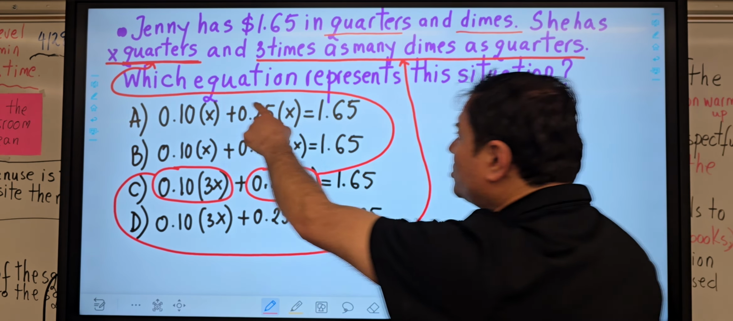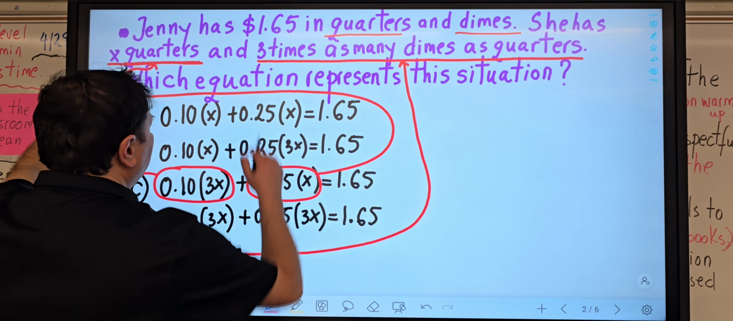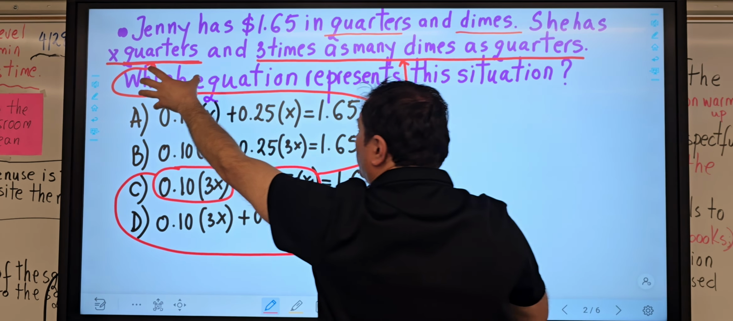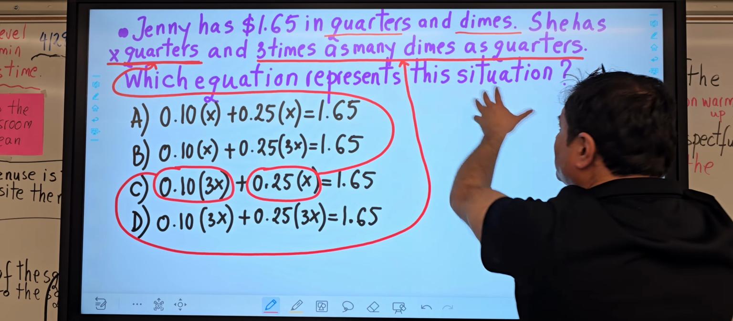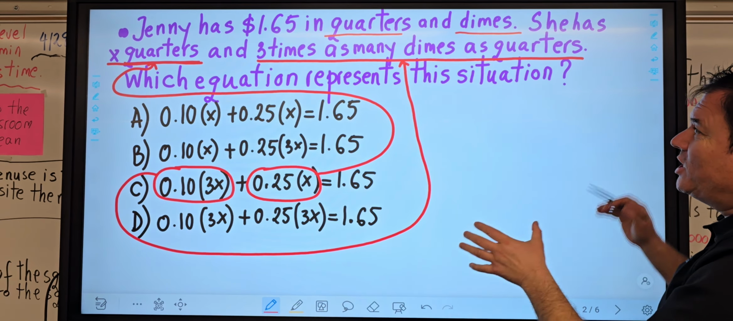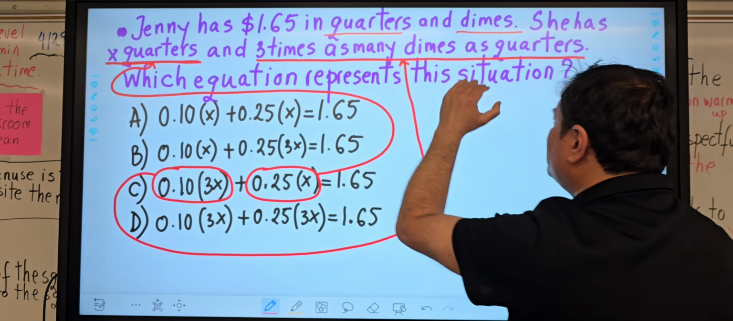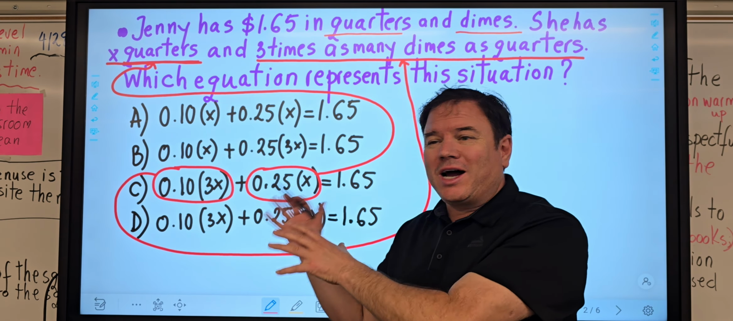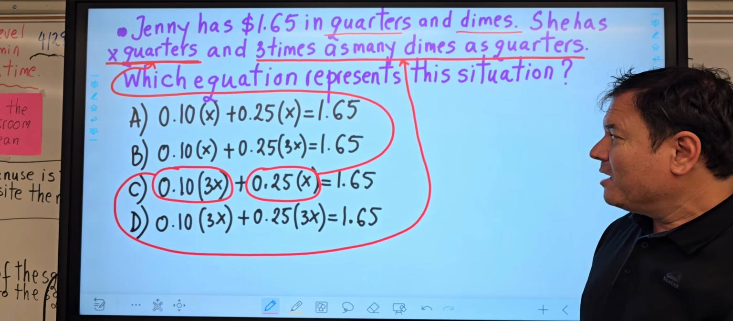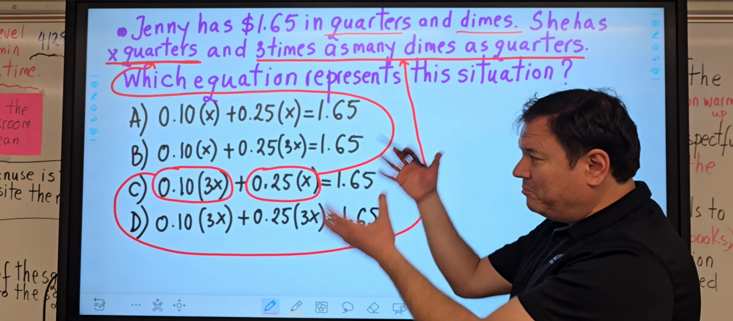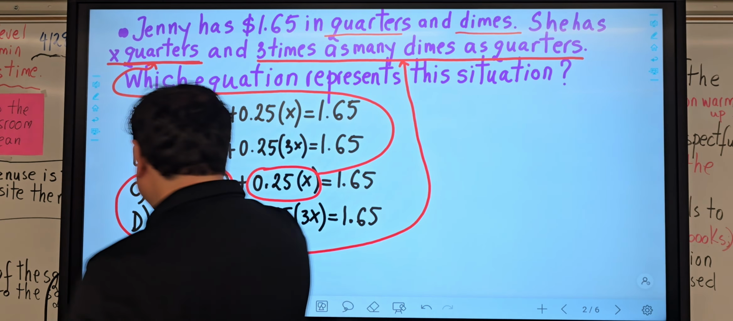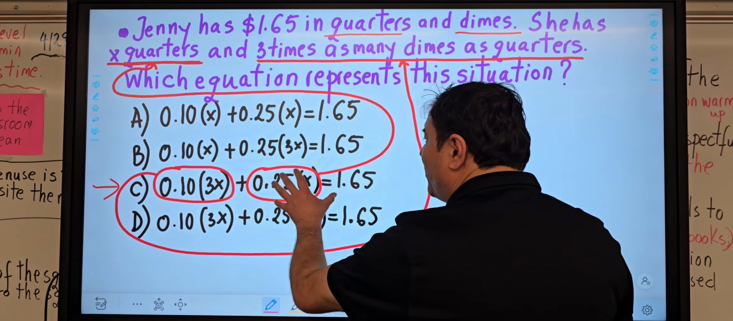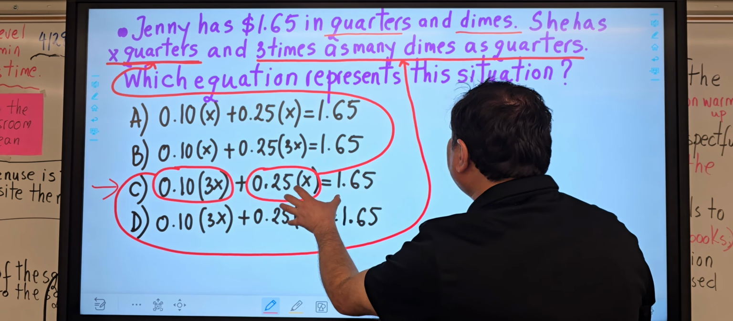She has x quarters and 3 times as many dimes as quarters. And the question is, which equation represents this situation? I drew already this scenario for you guys to see it clearly, okay? Because actually the answer is C. The answer is C. And the reason is, here we have 0.25x, right?